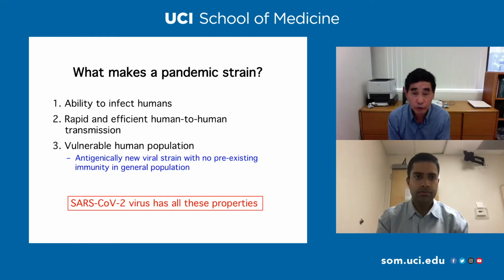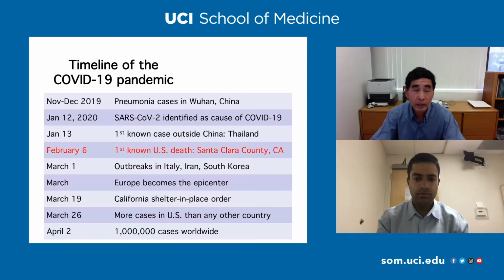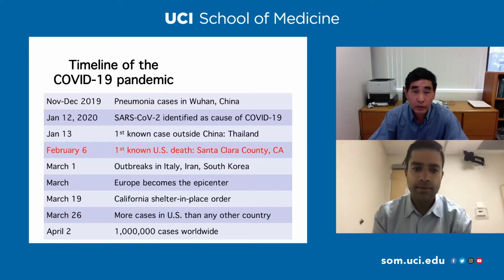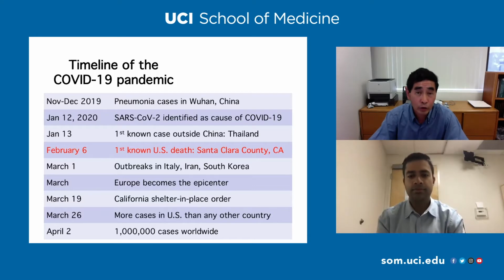And so SARS-CoV-2 has all these properties, and that's why in a short time it's been able to spread and then infect all around the world. Here's a timeline of the pandemic. So we all know that at the end of 2019, we heard about pneumonia cases in Wuhan, China. And within 2 weeks, the cause of this outbreak was identified as a new coronavirus called SARS-CoV-2.